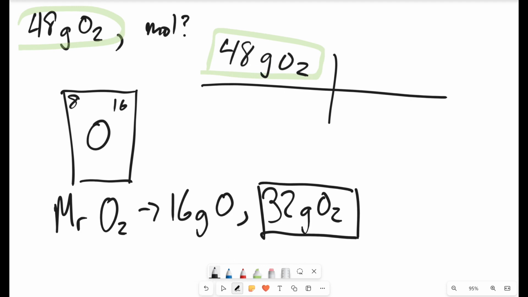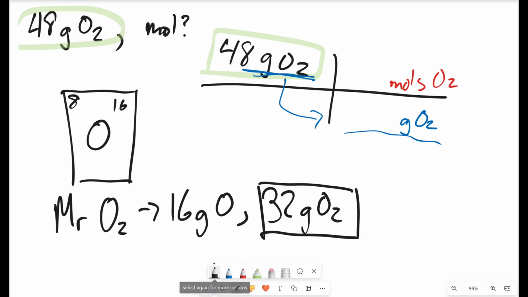48 grams of O2. Then we take this unit and put it right in this box, so grams of O2. And on top we put what we want. What do we want? Moles of O2. If we consult that roadmap again, 1 mole of O2 is the molar mass of O2 in grams, right? So we have 32 grams of O2 is 1 mole of O2.